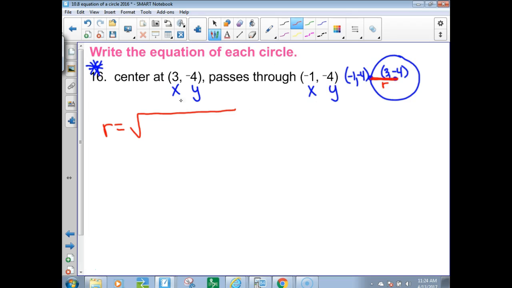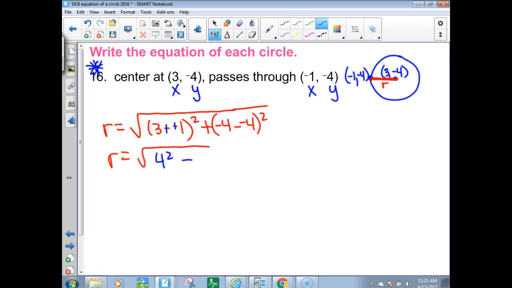So the radius is the distance formula, the square root of, I'm going to subtract my x's, 3 minus -1, squared, plus, subtract the y's, -4 minus -4. That would give us the square root of, 3 minus -1 is 3 plus 1, which is 4, so we have 4 squared here, plus -4 minus -4. Well, that's just 0, because -4 to -4 is no change in the length of the vertical number. So this is 0 squared. Now I've got r equals the square root of 16, 4 squared plus 0 squared. That would give me a radius that is 4.